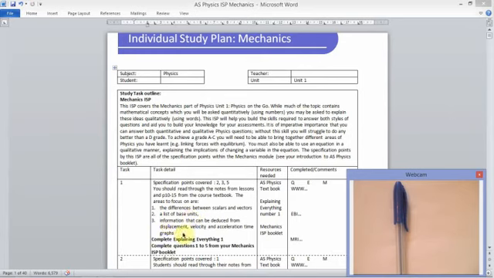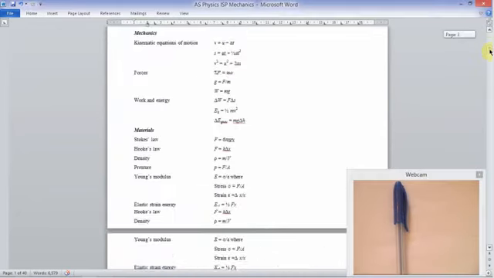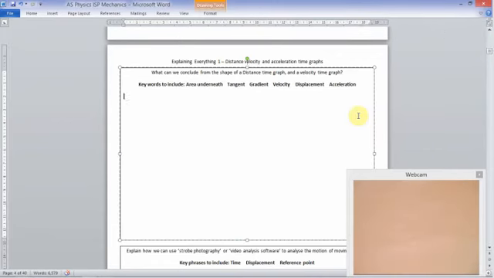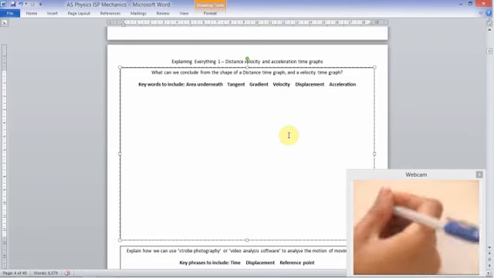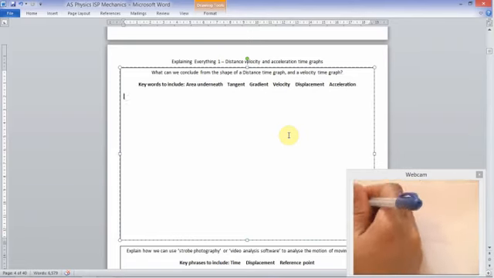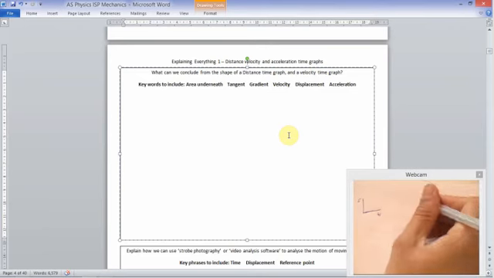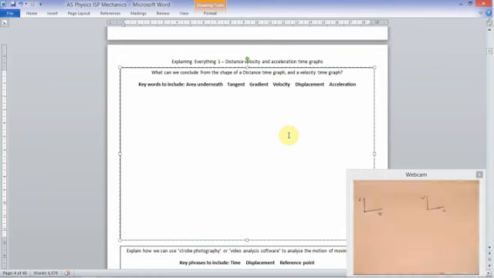Also, there's information that can be deduced from displacement time, velocity time, and acceleration time graphs. Let's get stuck into our explaining everything tasks, which help us to frame our thoughts. What can we conclude from the shape of a distance time graph and a velocity time graph? If I had a graph of distance or displacement against time, and a graph of velocity against time, they can tell us different things. A lot of us know much about these from GCSE.